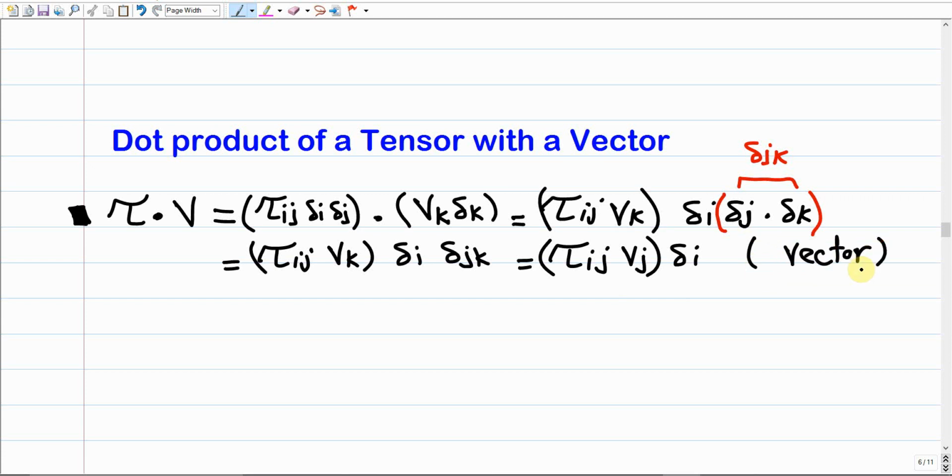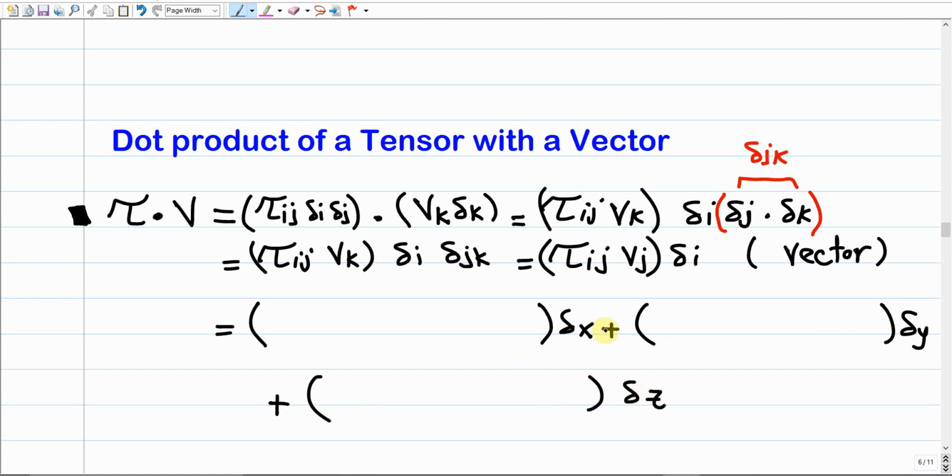Make sense? How about if we are interested in the expanded form? Vector, it means that we're gonna end up with 3 terms, right? Vector, it should have just 3 terms. This is the first term, delta_x, plus the second term, times delta_y, plus the third term, which is going to be times delta_z. How about the first term?